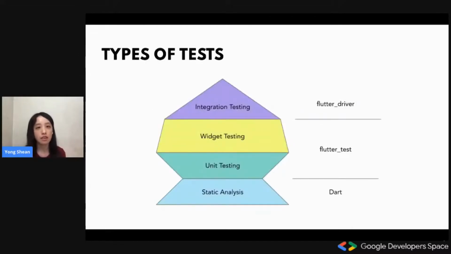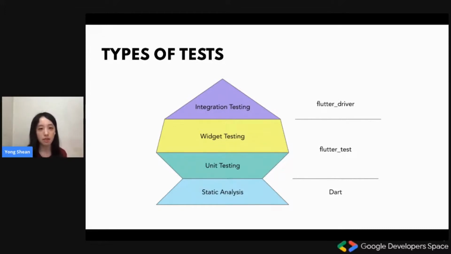So generally there are 4 different types of testing. If you are not new to software testing, then probably you have seen this before. I adopted this diagram from the testing pyramid created by Kent C. Dodds from the React world. If you have heard about him, then it's probably not new for you. So there are 4 different types of tests here.